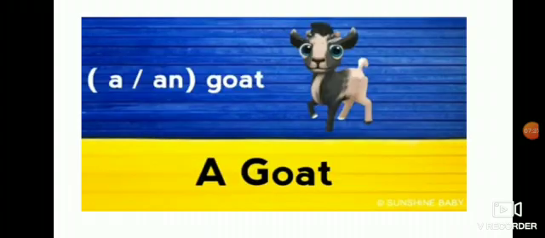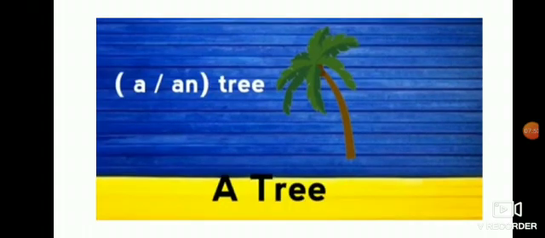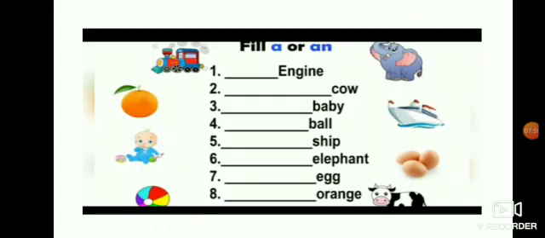Goat. G is a consonant, so before consonant what do we use? A. Yeah, a goat. Tree. T is a vowel or consonant? Yeah, T is a consonant. So before consonants what do we use? A. So what is the answer? A tree. Yeah, good. A tree.